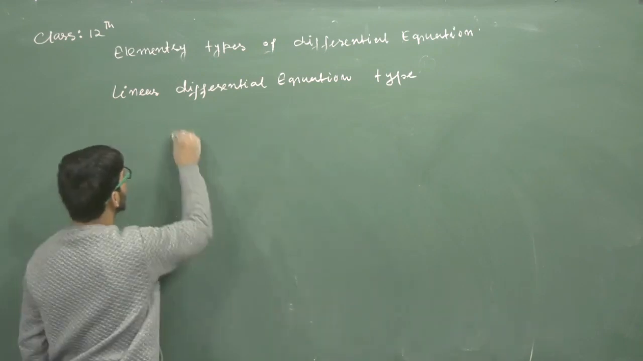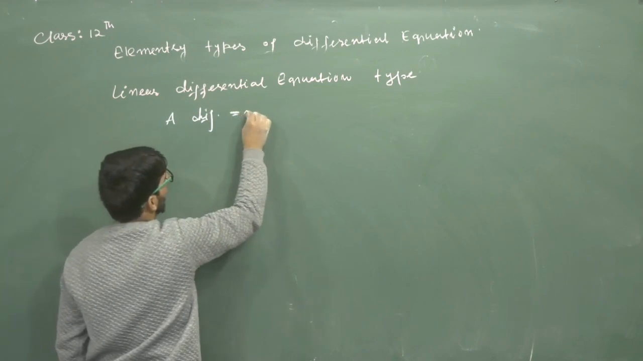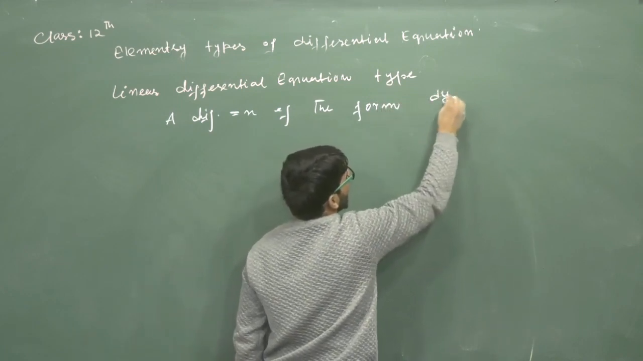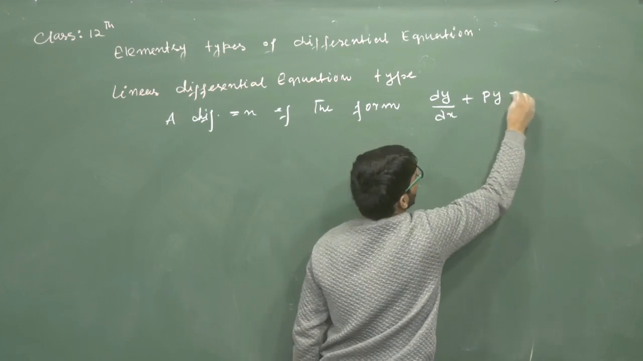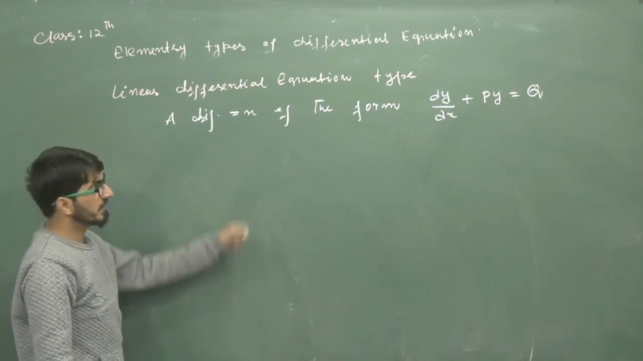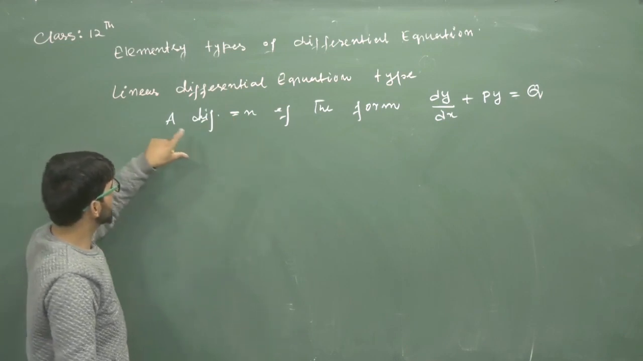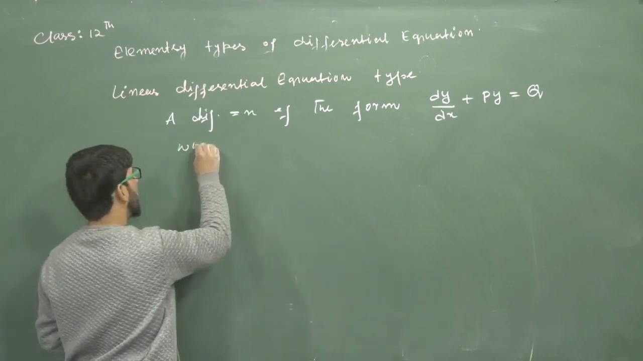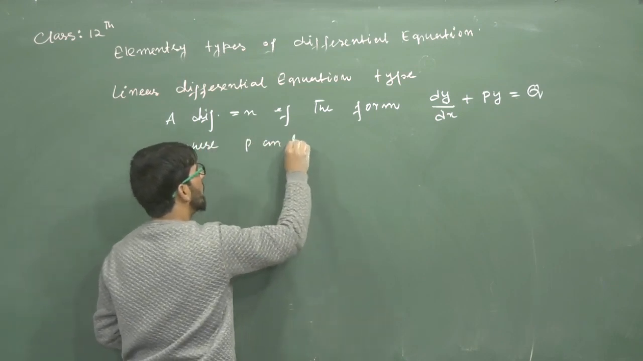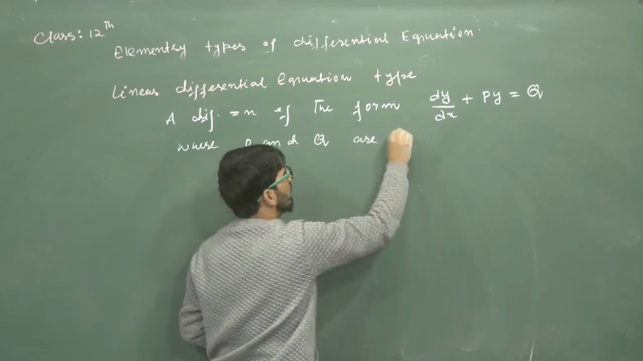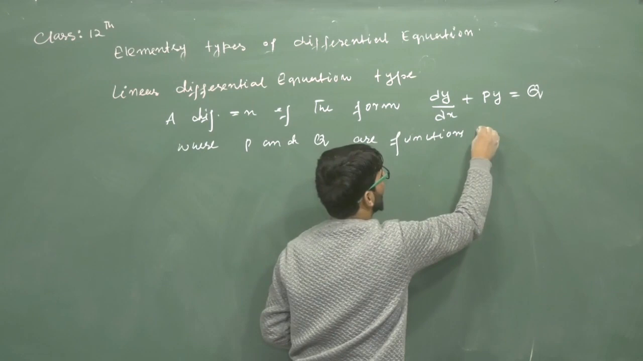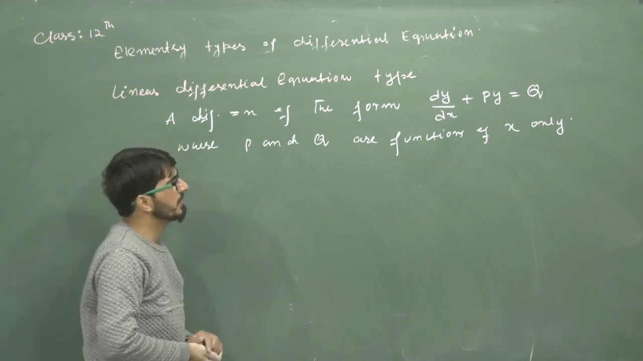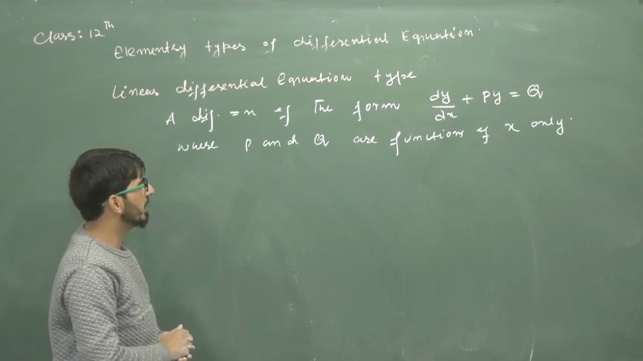A differential equation of the form dy by dx plus py is equal to q, where p and q are functions of x only. Any differential equation that can be written in this form is known as a linear differential equation.